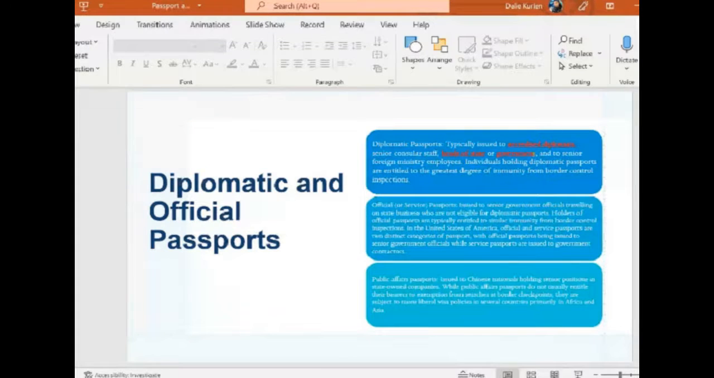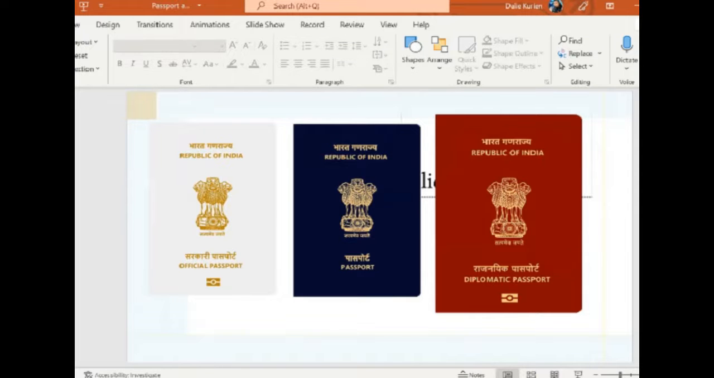Official passports are issued to senior government officials, like the PA of the ministers, or the PA of any such diplomats. These official passports are given for them to travel officially across the nation. A public affairs passport is given to Chinese nationals holding senior positions in state-owned companies. This is used more in China. Now I'll show the example. See, the official passport is also a white color passport.